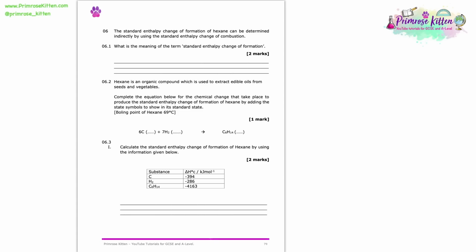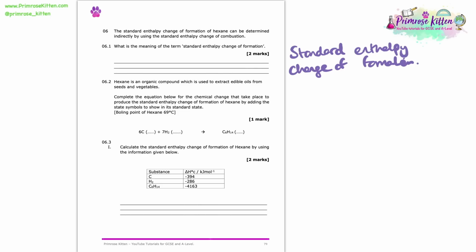Here we're told that the standard enthalpy change of formation of hexane can be determined indirectly by using the standard enthalpy change of combustion. So first off, we're asked, what is the meaning of the term standard enthalpy change of formation? Now, this is a really important definition that you need to know. It will come up often, and as well as just needing to know it, it will really help your understanding when we're doing the Hess cycles, okay?